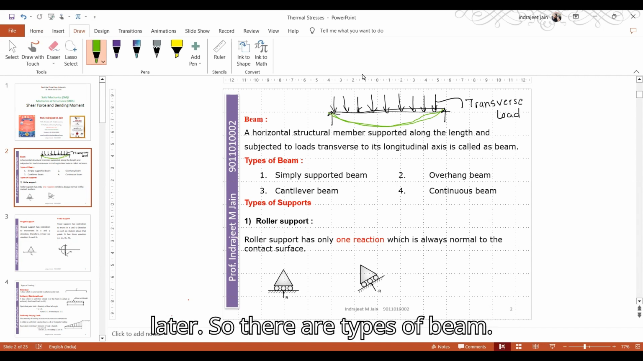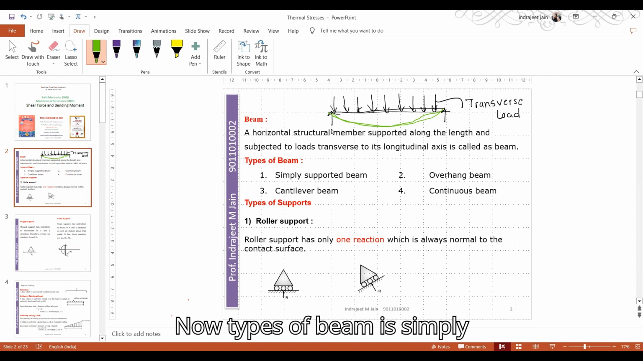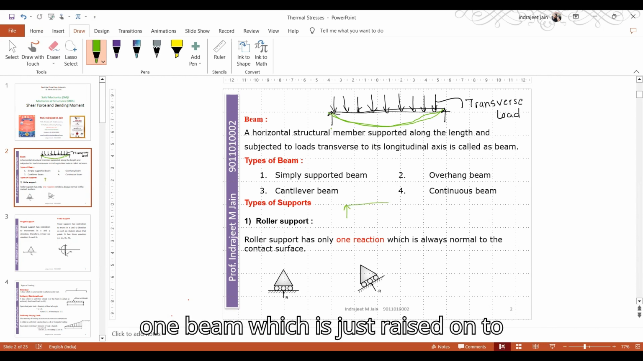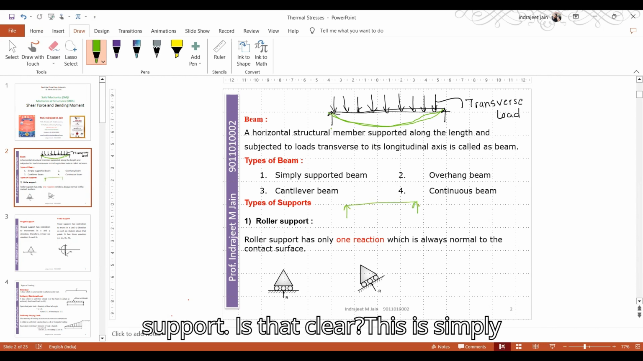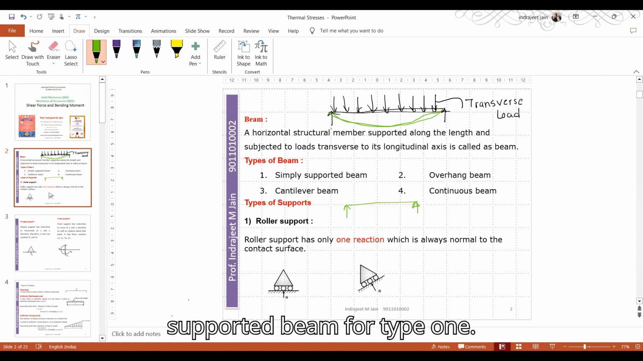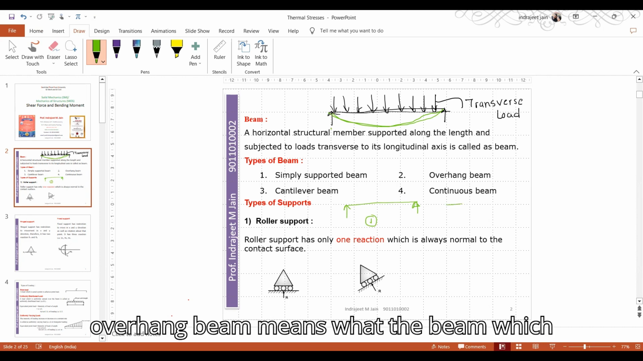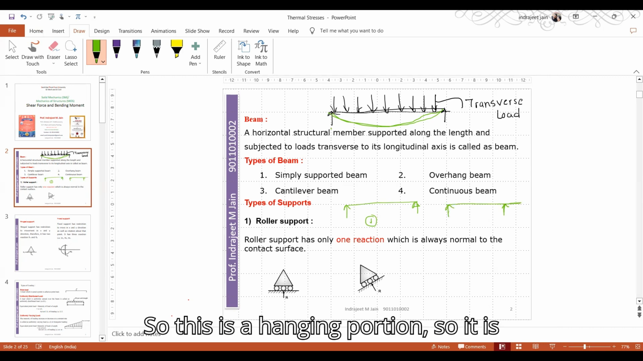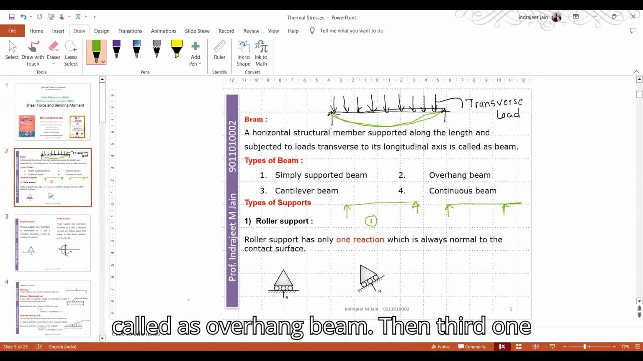So the types of beam. Now types of beam: first is simply supported. Simply supported means one beam which just rests on two supports. Is that clear? This is simply supported beam, type 1. Now second is overhang beam. Overhang beam means the beam which is projected beyond support. So this is a hanging portion, so it is called an overhang beam.